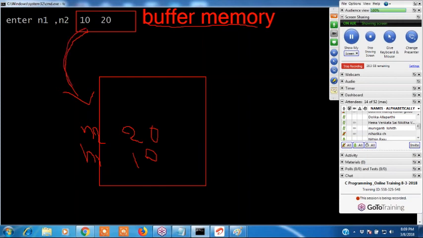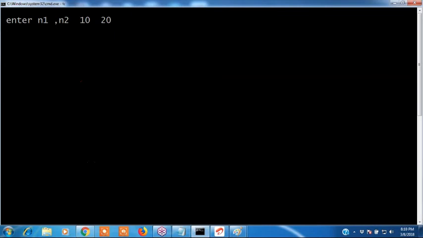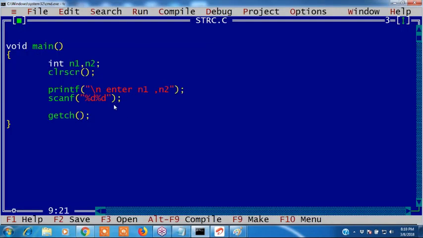Okay, first input value goes to n1. Second input value goes to n2. Right? First, buffer memory will be allocated for inputs, to read some data. First it reads into the buffer memory. After that, those values go to input variables. See, here we did not give any values. Those values stored in the buffer area only.